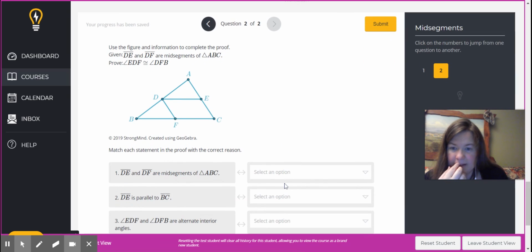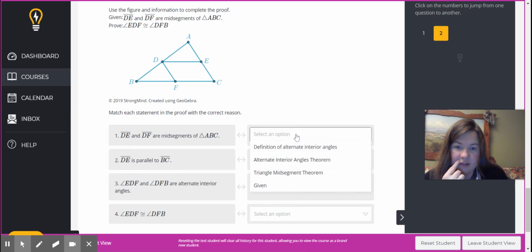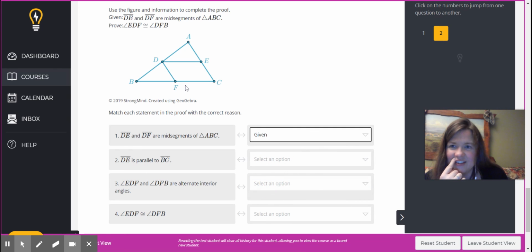So use this to complete the proof. I'm just going to put given, and then I'm going to read it. So DE and DF are mid-segments of triangle ABC. We're supposed to prove that angle EDF and angle DFB are congruent. So we have that.